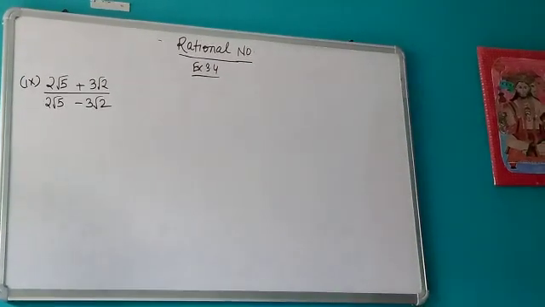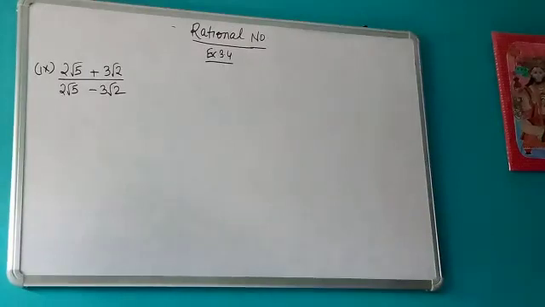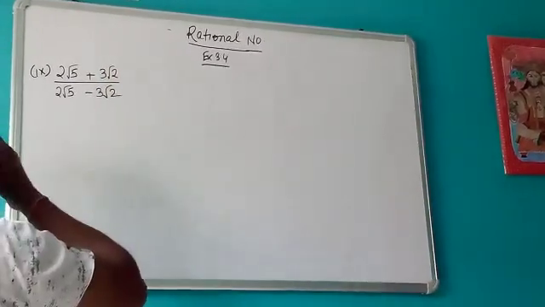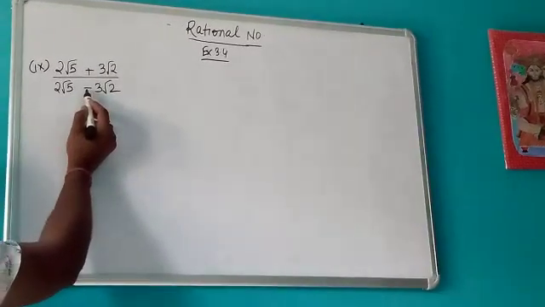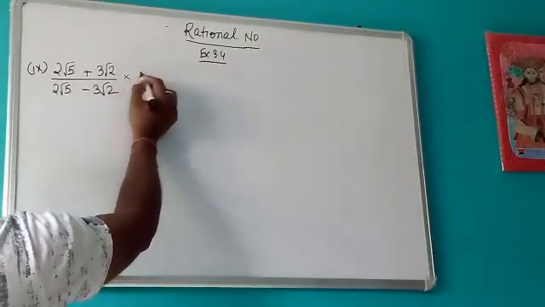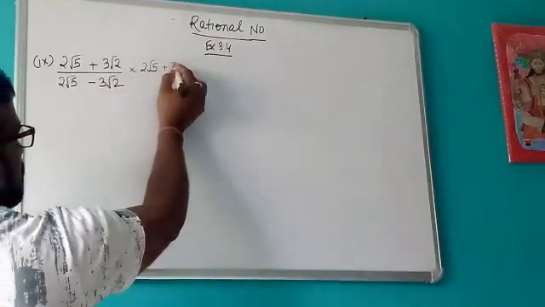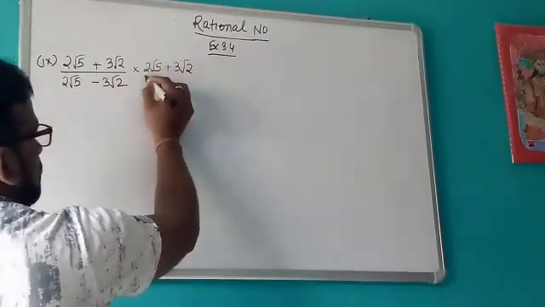Okay, let's discuss one more question. Suppose we have to rationalize the denominator of this fraction. If you see carefully, it is a minus sign. So what will be its rationalizing factor? You will simply change this minus sign to a plus sign like this. Okay.